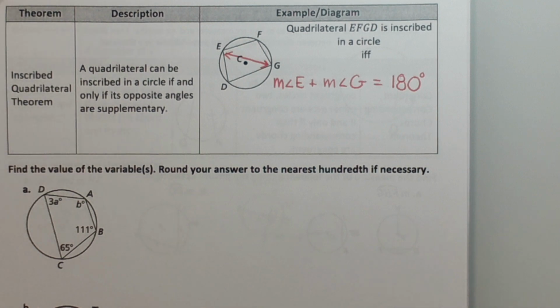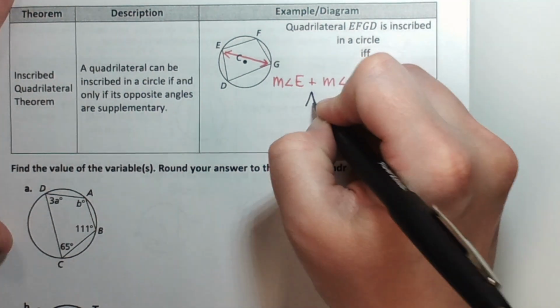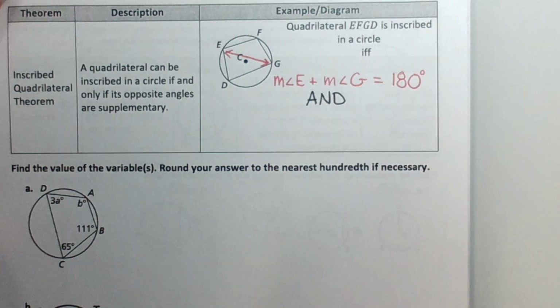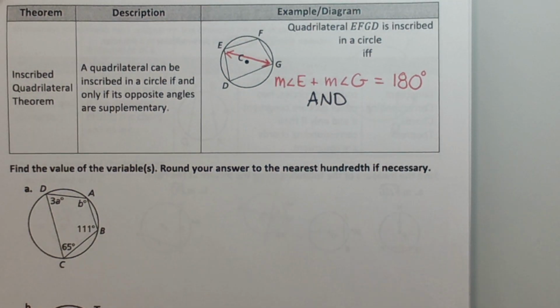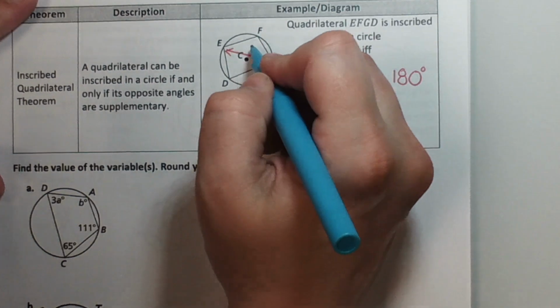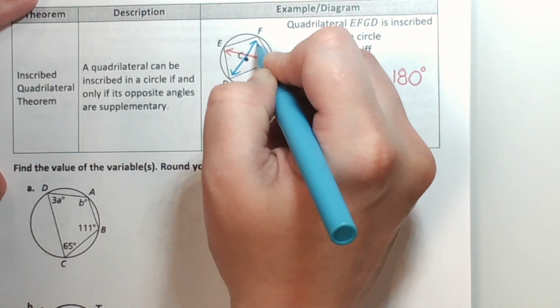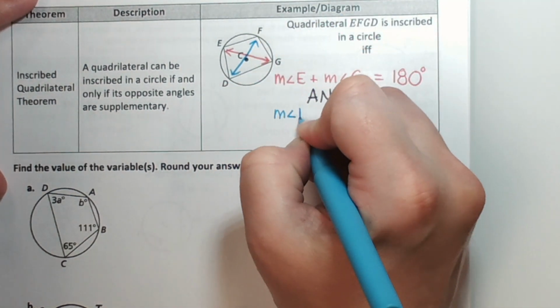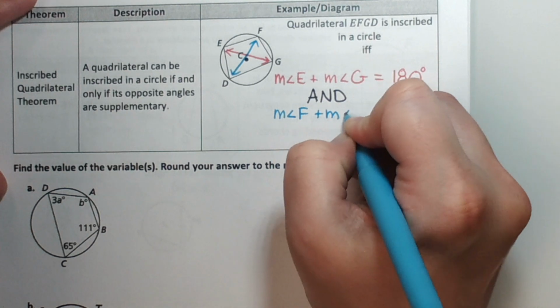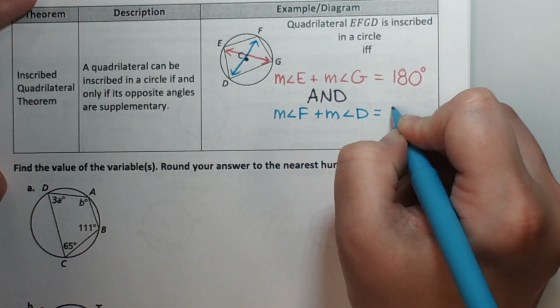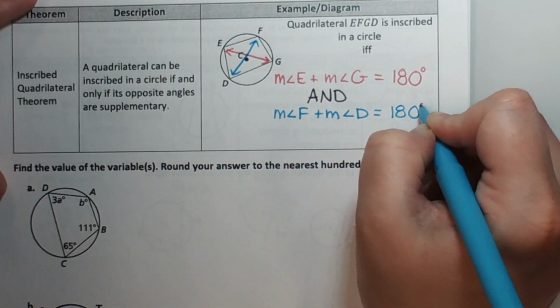Is that the only pair of opposite angles in this shape? Nope. And the measure of angle F plus the measure of angle D is also equal to 180.